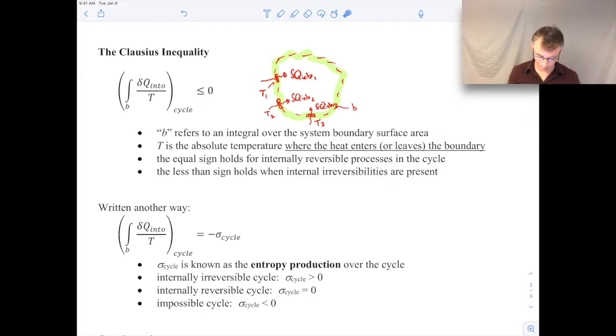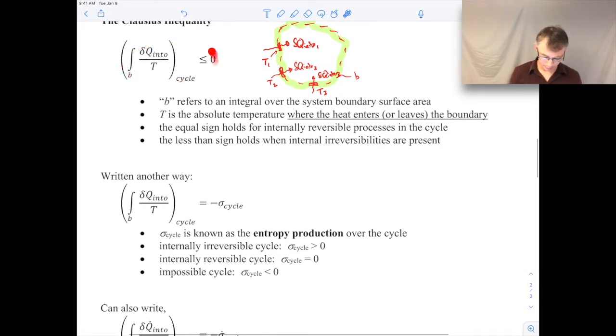The equal sign holds for an internally reversible process, and then the less than sign occurs when you have internal irreversibilities. Okay? So that's the Clausius inequality. We often write it in a different way, and this is kind of leading us into a thing known as the entropy equation. We can take this expression, and instead of making the inequality on this side, let's just use an equality and put a quantity here called sigma cycle.